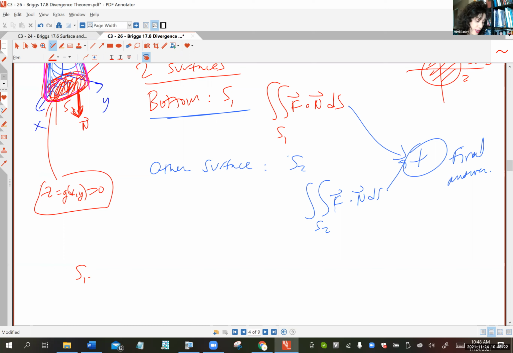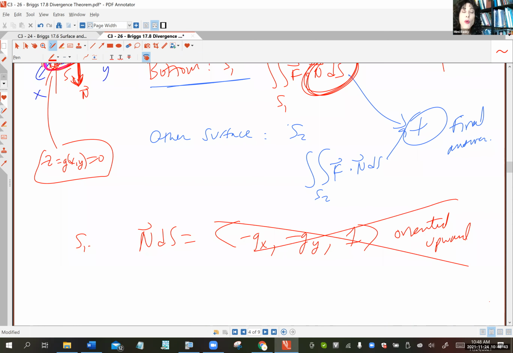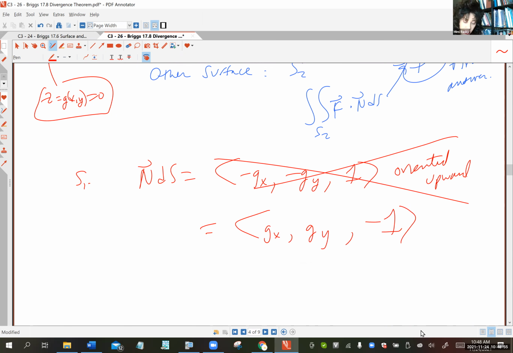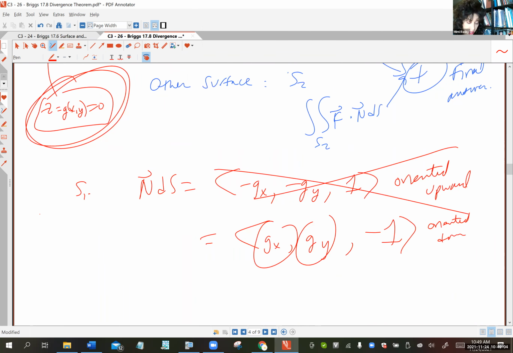And so when we did these flux integrals last time, remember the N dS portion was negative gx, negative gy, 1 if you were oriented upward. But we don't want that one because we need it oriented downward in order to be out. So we want the opposite in sign: gx, gy, negative 1, so that it's oriented outward, which in this case is downward. So what is gx and gy if g of x,y is 0? Come on, quick, tell me.